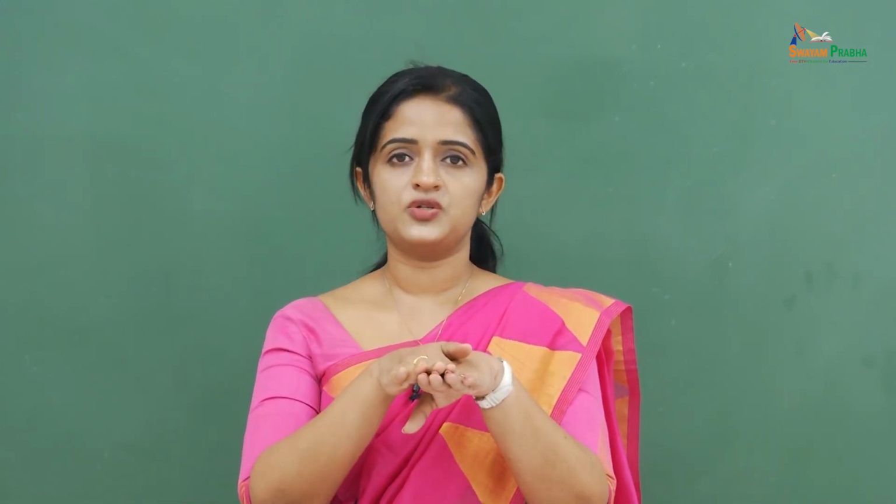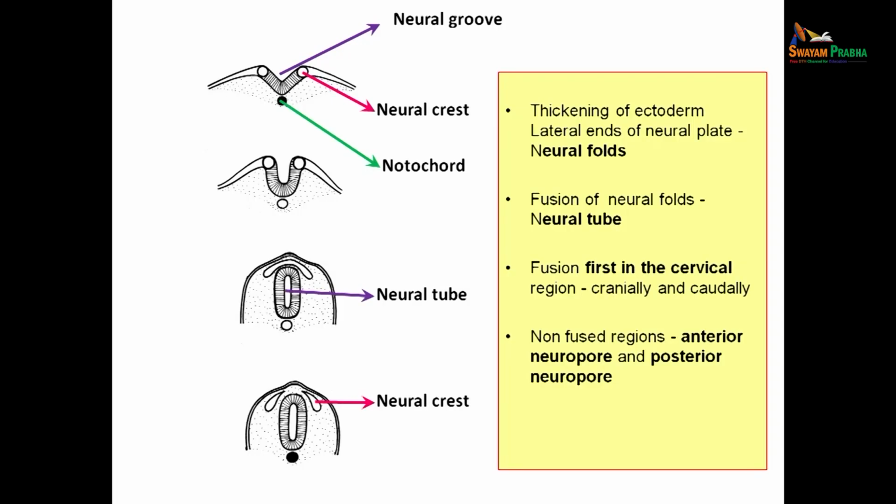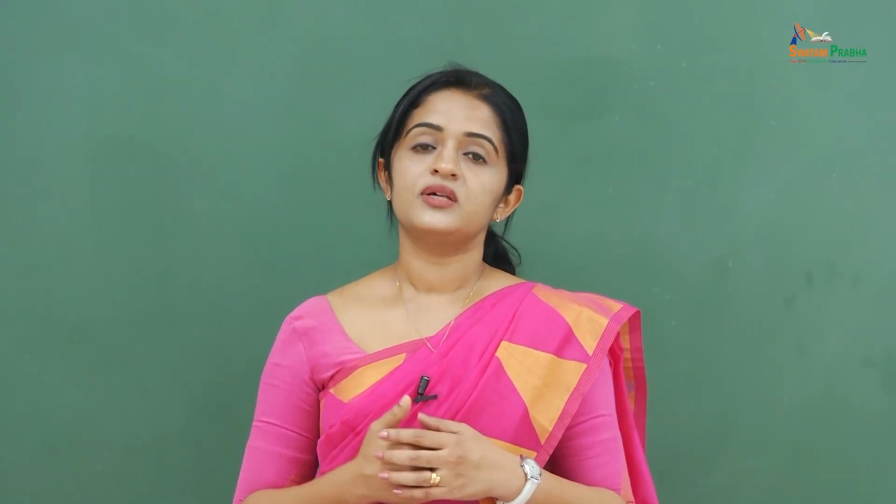It starts at the cervical region, that is the region of the neck, and later it will extend cranially and caudally. So it is not like you have a groove like this and it is just closed as a tube. It is not happening like that. It starts from the cervical region, later it goes towards the cranial as well as the caudal region. That is how it is getting fused. In the process of fusing, there are regions at the cranial end and caudal end which are not fused. These non-fused regions are known as the anterior neuropore and posterior neuropore.